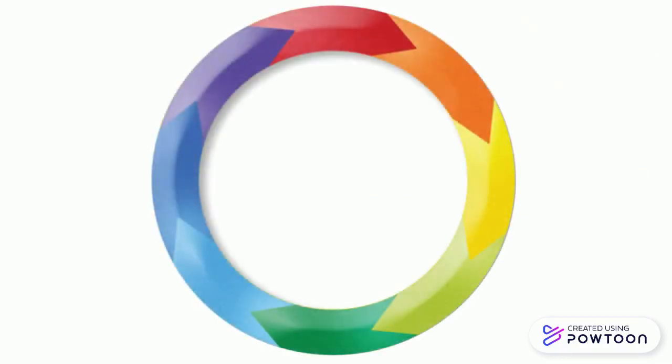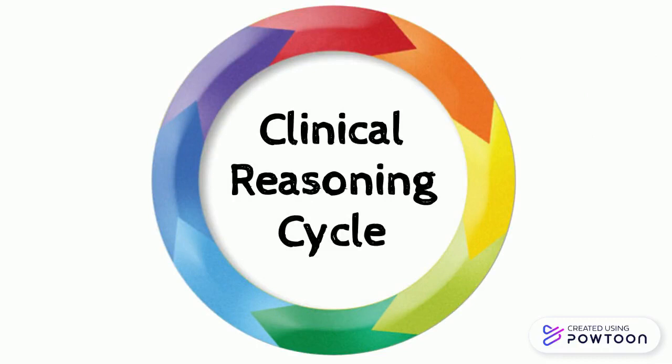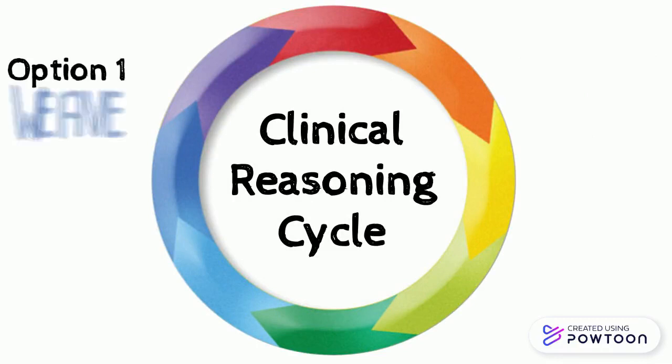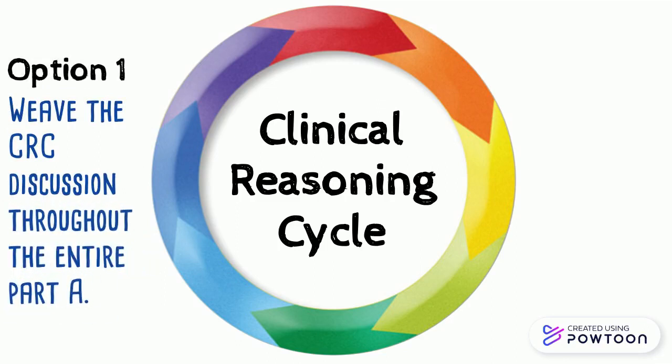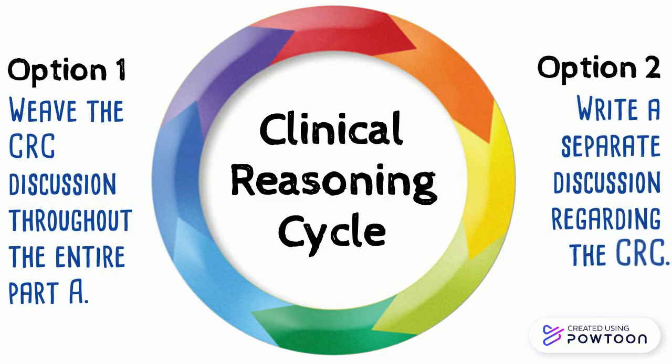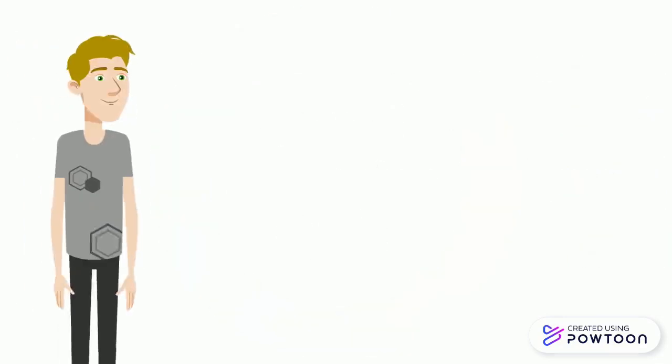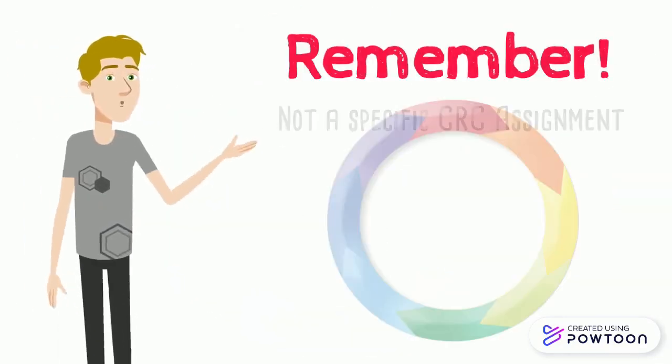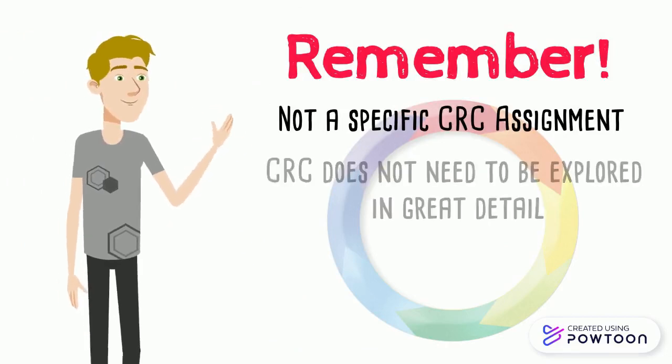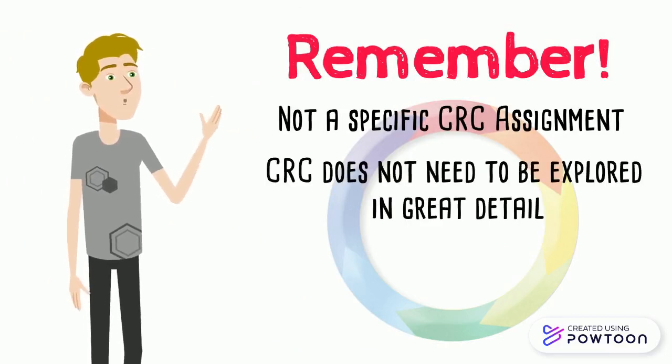The other thing to remember in Part A is the need to include mention of the clinical reasoning cycle. This may be done in two ways. You may want to weave this discussion throughout the entire Part A discussion, or you may simply want to write a separate discussion regarding this. Remember, however, this is not a specific CRC assignment, so you do not need to explore this in explicit detail.